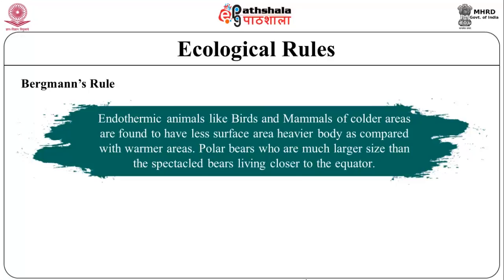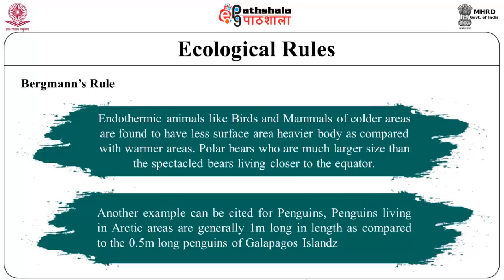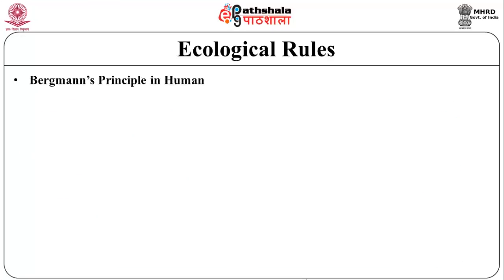Evidence to support the rule can be found in polar bears, who are of much larger size than the spectacled bears living closer to the equator. Another example can be cited for penguins. Penguins living in Arctic areas are generally 1 meter long as compared to the 0.5 meter long penguins of Galapagos Island. Now, Bergmann's principle in humans, how does it apply?